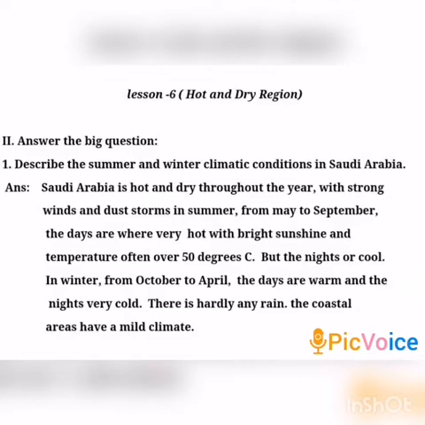Say it again. Saudi Arabia is hot and dry throughout the year with strong winds and dust storms in summer from May to September. The days are very hot with bright sunshine and temperature often over 50 degrees Celsius, but the nights are cool. In winter from October to April, the days are warm and the nights very cold. There is hardly any rain. The coastal areas have a mild climate.